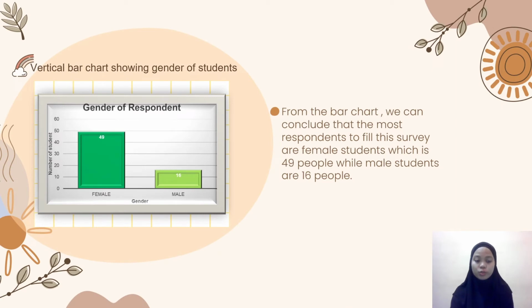For gender of students, we use a vertical bar chart. From the bar chart, we can conclude that most respondents who filled out this survey are female students, which is 49 people, while male students are 16 people. In the vertical bar chart, dark green represents female, while light green represents male.